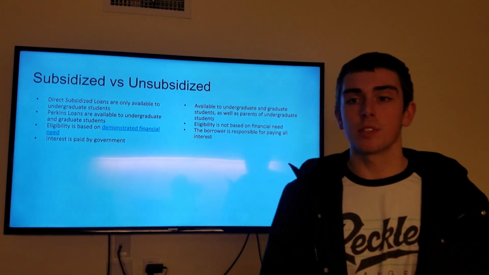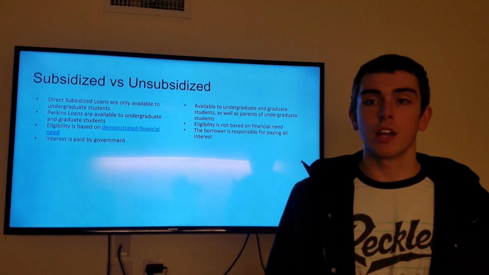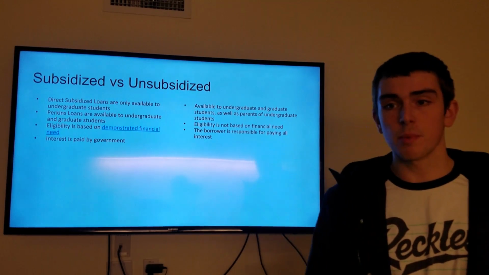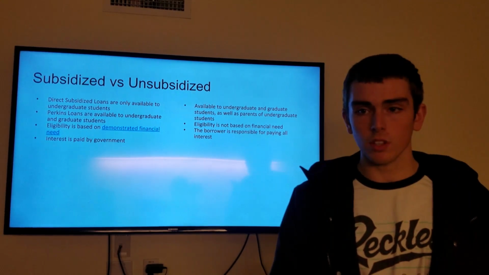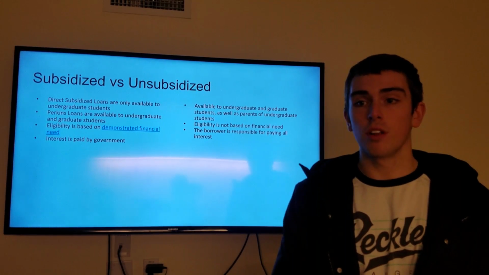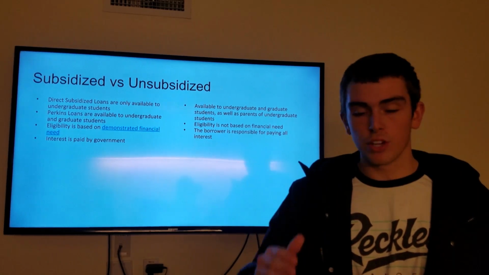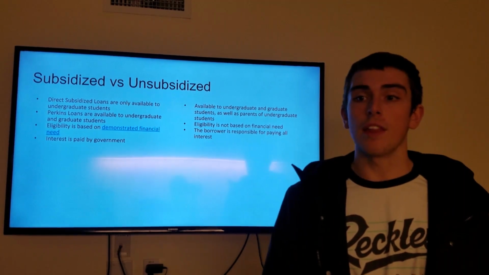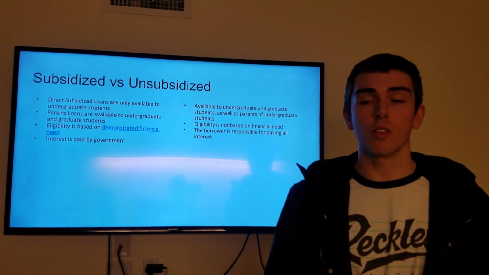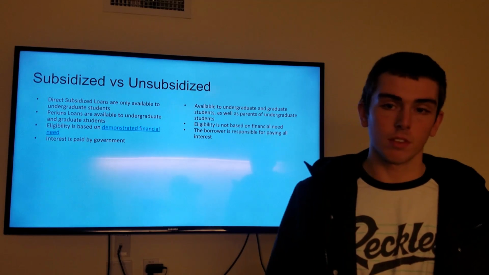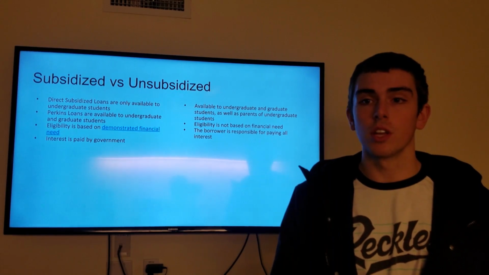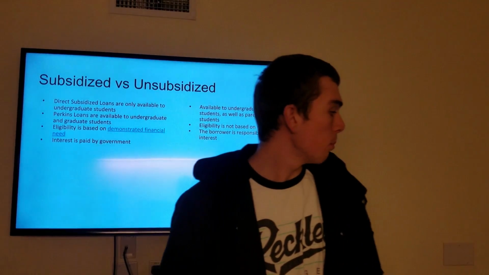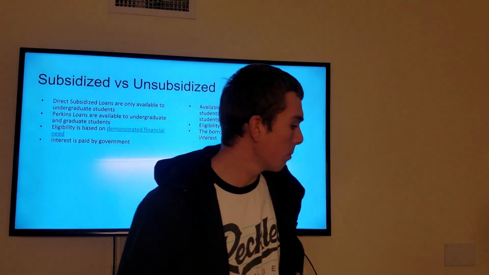Now going into the unsubsidized, they're available to undergraduate and also graduate students, as well as the parents of undergraduate students, because a lot of times the parents pull out the loans for the child. Eligibility is not based on financial status, which means rich, poor, or in between, it does not matter. You can be eligible for the loan. And the borrower is responsible for paying all the interest, as opposed to the government paying the interest for the subsidized loan. So that concludes my portion of this segment. Seth's going to take over and talk more about subsidized and unsubsidized loans as well.